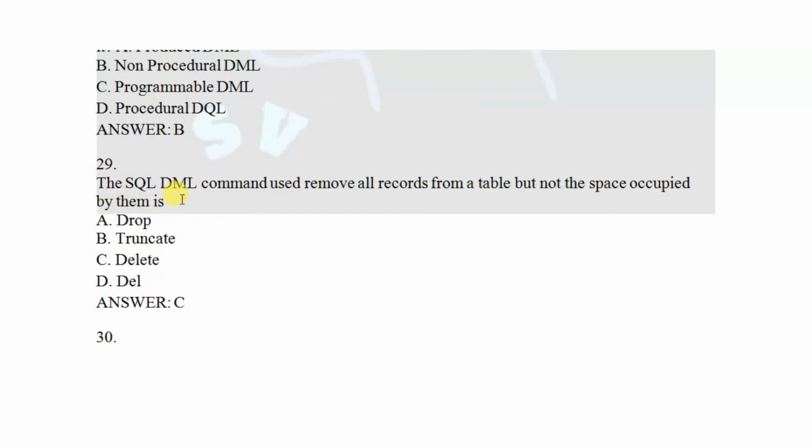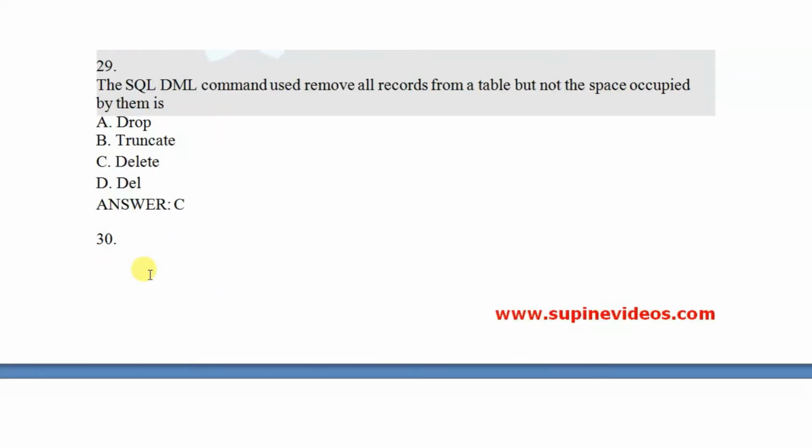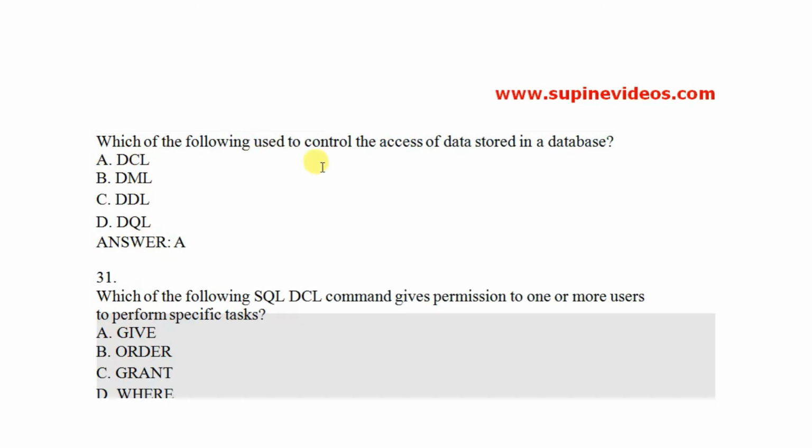Question number 29. The SQL DML command used remove all records from a table but not the space occupied by them. Your answer is option C, delete. Question number 30. Which of the following used to control the access of data stored in a database?